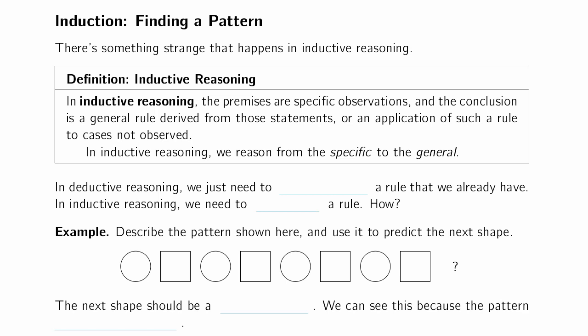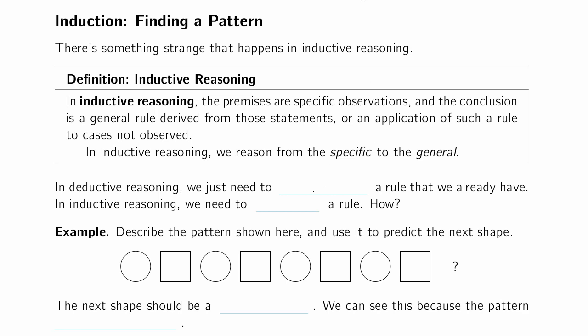In inductive reasoning, our premises are some specific observations. And then our conclusion, the conclusion that we'd like to draw, is a general rule derived from those observations, or else an application of a general rule to something we haven't observed yet.